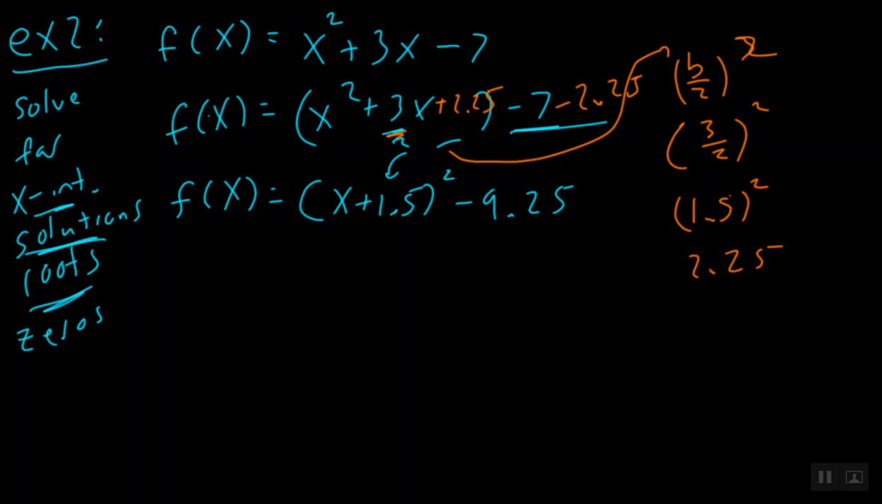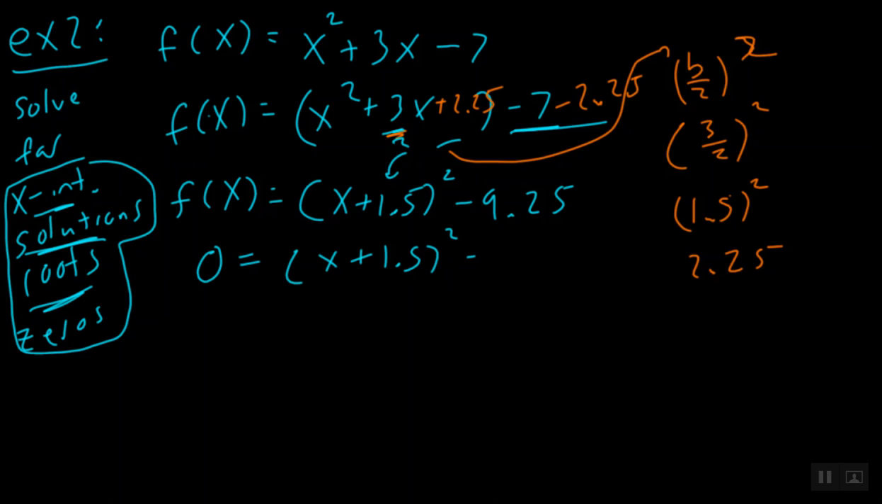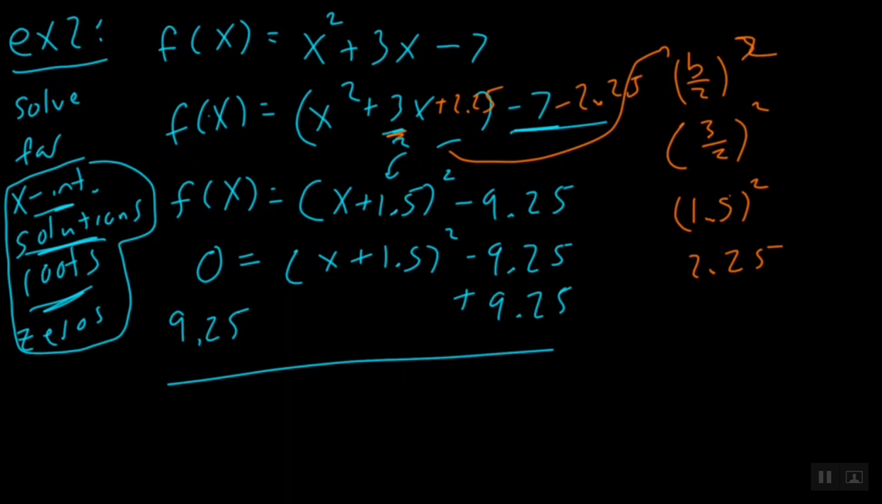Now notice, this is where students sometimes get confused. We're not finding the vertex, we're solving for the x-intercepts, solutions, roots, or zeros. Here we're simply going to set this equal to 0. And so now we have 0 is equal to x plus 1.5 squared minus 9.25. And now we're just solving our normal way. We get rid of our subtraction first by adding, so I'll add 9.25 to both sides. And 0 plus 9.25 is, of course, 9.25 is equal to x plus 1.5, that whole thing squared.